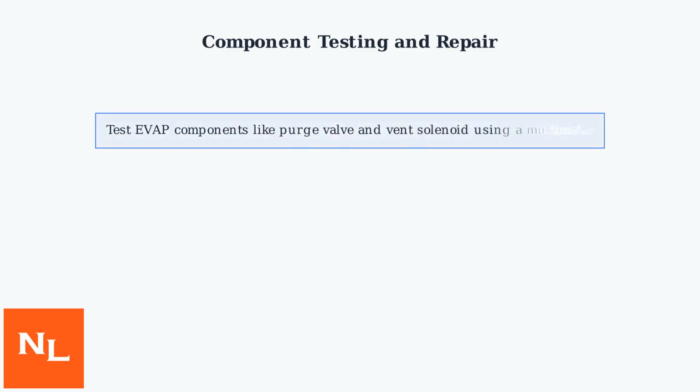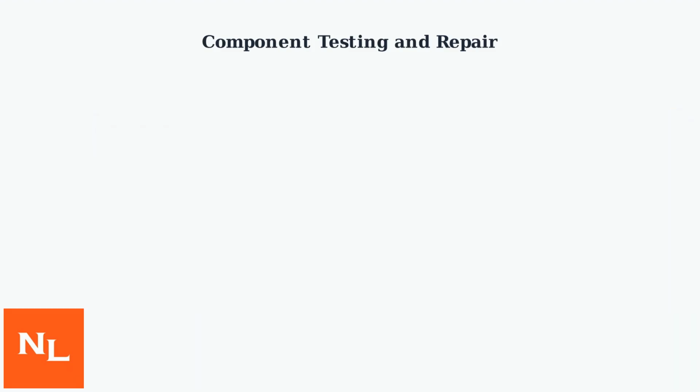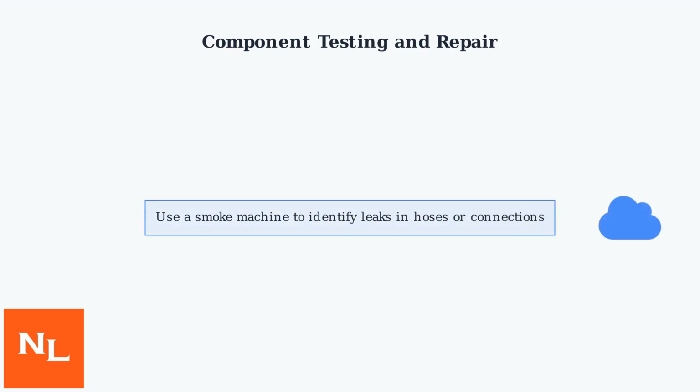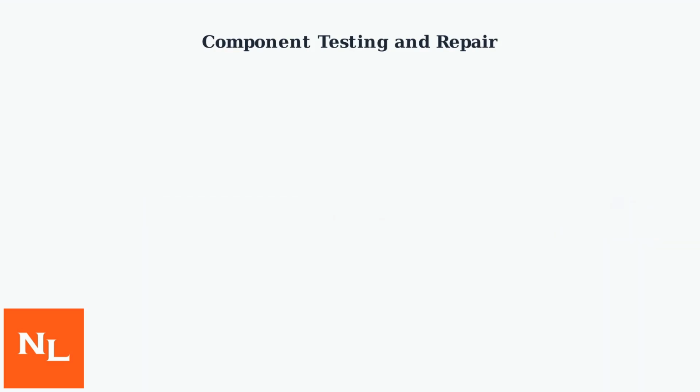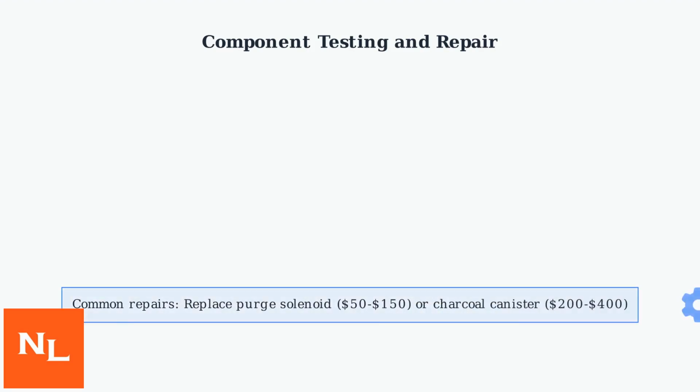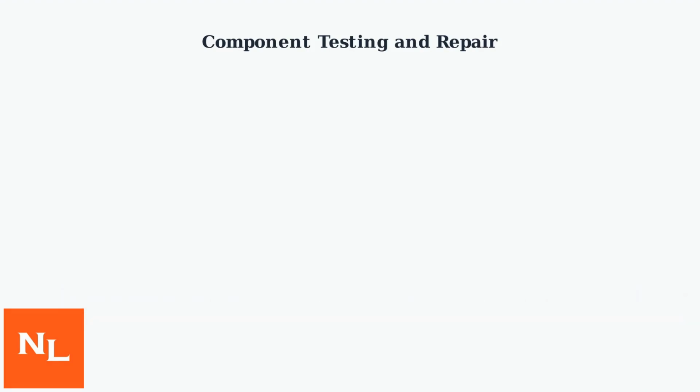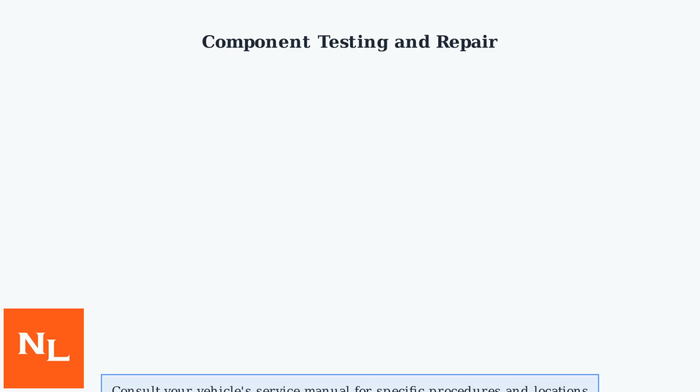For deeper diagnostics, test EVAP system components such as the purge valve and vent solenoid using a multimeter to check electrical continuity and resistance. A smoke machine can help identify leaks in hoses or connections by pressurizing the system and watching for escaping smoke. Common repairs include replacing the purge solenoid, which costs between $50 and $150, or the charcoal canister, ranging from $200 to $400. Always consult your vehicle's service manual for specific testing procedures and component locations to ensure proper diagnosis and repair.